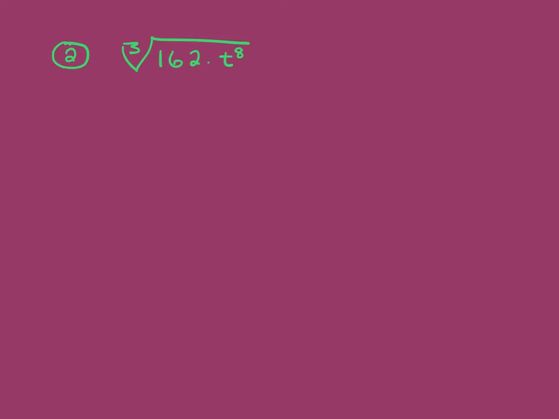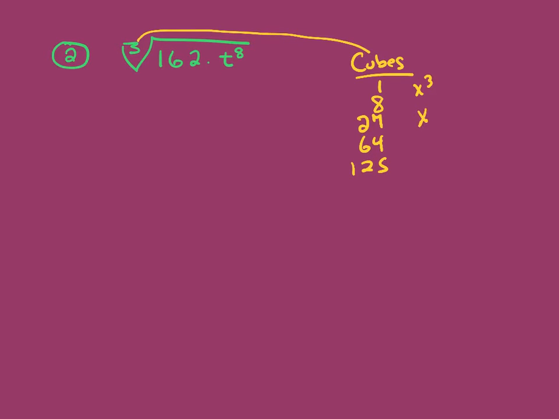Number 2, cube root of 162 times t to the 8th. So largely doing the same thing here, only we've got an index of 3. So we're going to be looking for cubes. So 1 cubed, 2 cubed, 3 cubed, 4 cubed, 5 cubed. And you can also make a list of the variables, x to the 3rd, x to the 6th, x to the 9th, and then so on.